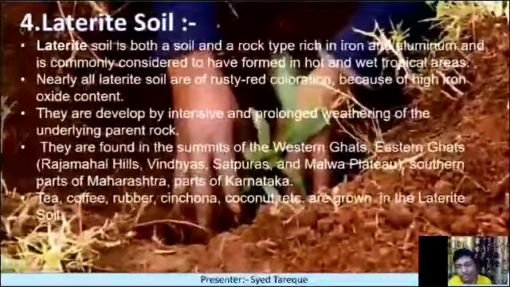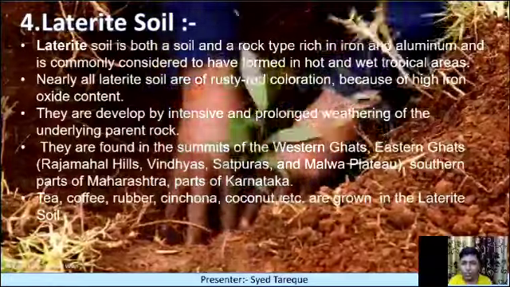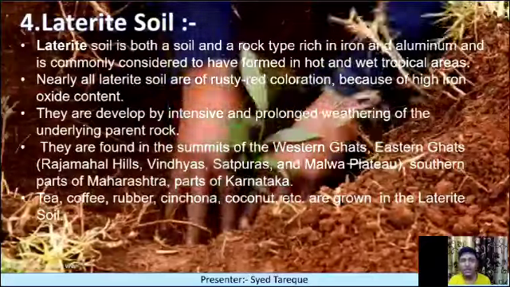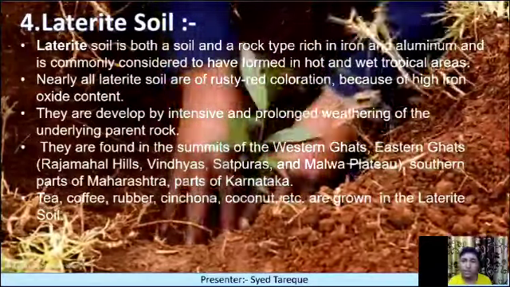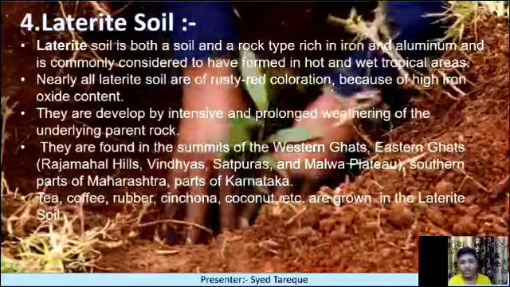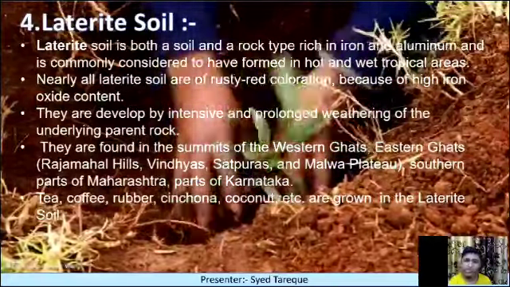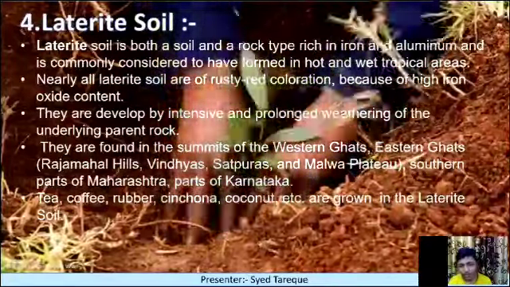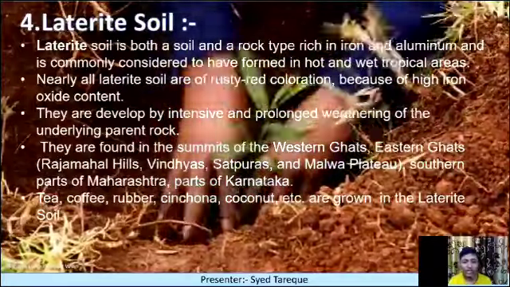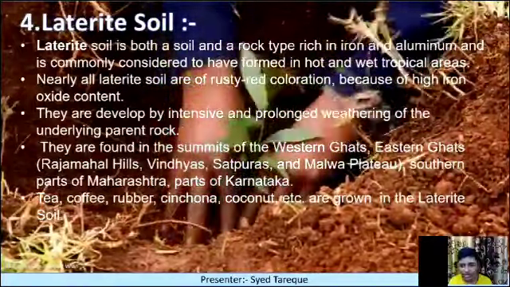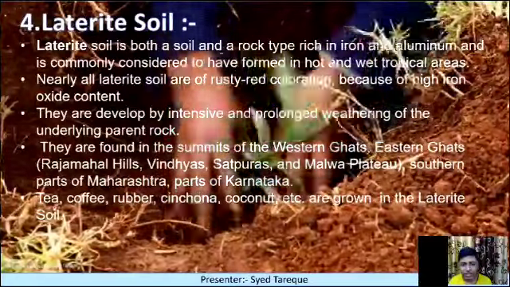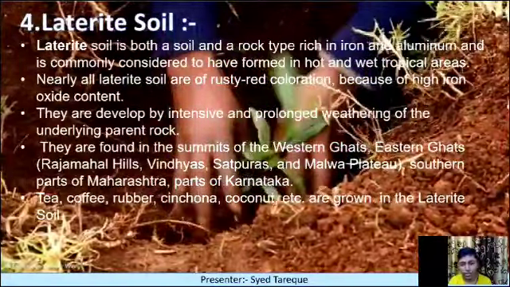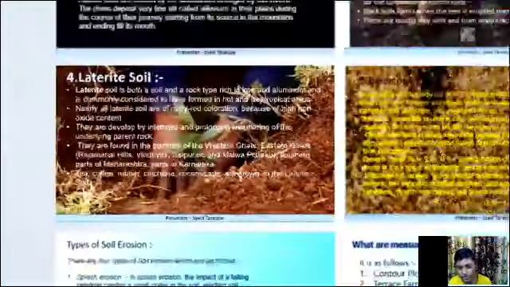Now we will talk about the laterite soil. Laterite soil is both a soil and a rock type rich in iron and aluminium, and it is commonly considered to have formed in hot and wet tropical areas. Nearly all laterite soil is of rusty red color because of high iron oxide content. It is developed by intensive and prolonged weathering of the underlying parent rock. It is found in the summits of the Western Ghats, Eastern Ghats, southern parts of Maharashtra, parts of Karnataka, etc. Tea, coffee, rubber, coconut, etc. are grown in the laterite soil.